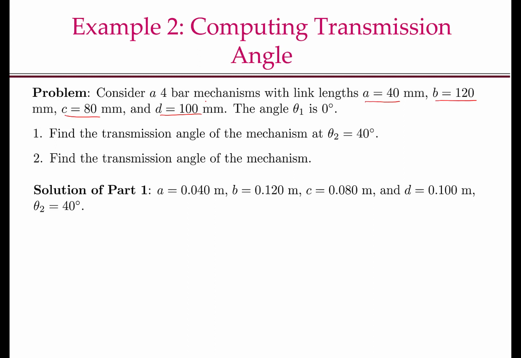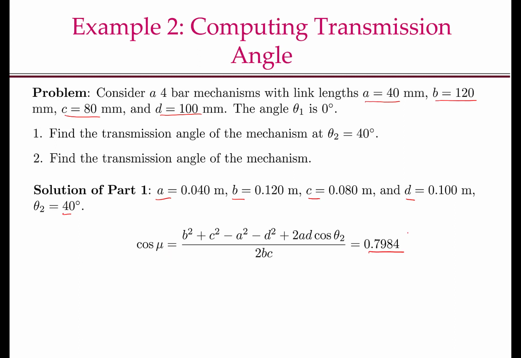I am writing down the problem data, the value of the sides A, B, C, and D, and I have written them down in the units of meters, and theta 2 is 40 degrees. I can substitute all this data in the expression for cos mu, and I'll get the value on the right hand side. If I do cos inverse of 0.7984, I get mu, or the transmission angle, at the angle theta 2 of 40 degrees as 37.02 degrees.